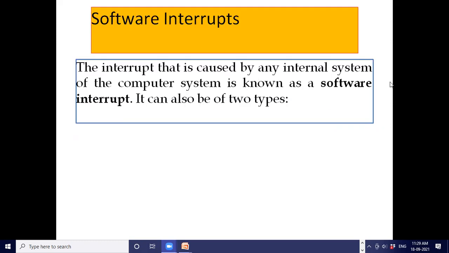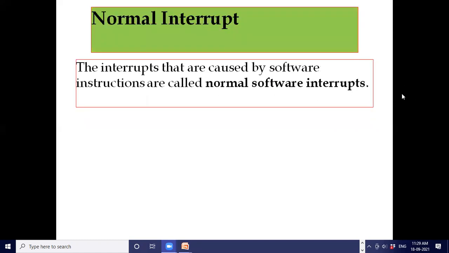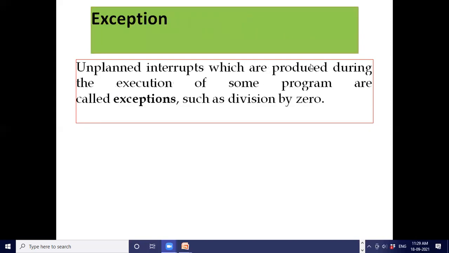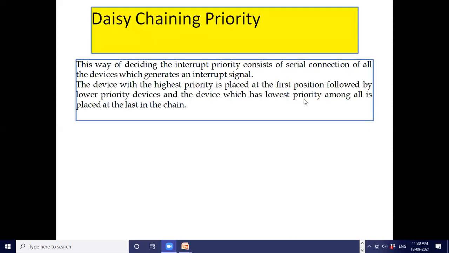Okay, then we have discussed about the software interrupts. There we have found some normal interrupt caused due to some software instructions, and then exceptions. Some unplanned interrupts are exceptions, like division by zero, stack overflow. Then the next topic is daisy chaining priority.